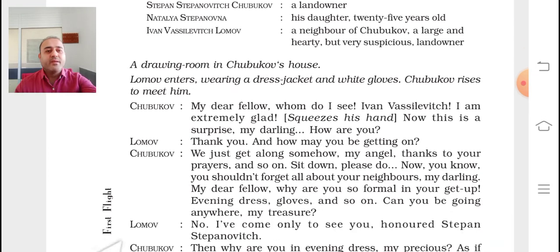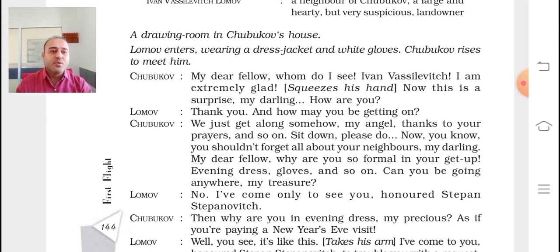Shubuko: My dear fellow, whom do I see? Ivan Vasilievich? I am extremely glad. That means looking at Lomo, Shubuko is very happy and glad. Squeezes his hand. Squeezes his hand means he is doing like this. Now, this is a surprise. My darling, how are you? That means Shubuko is surprised to see Lomo at his home, and then he greets him by asking, how are you?